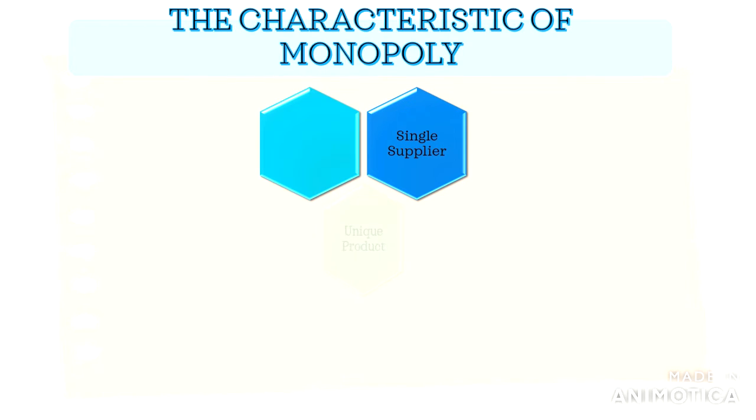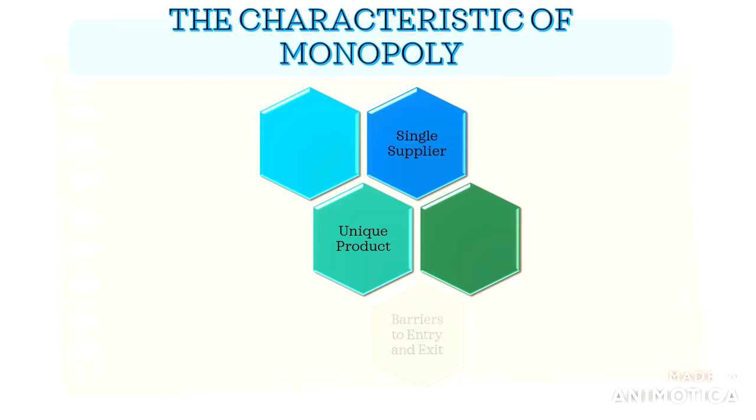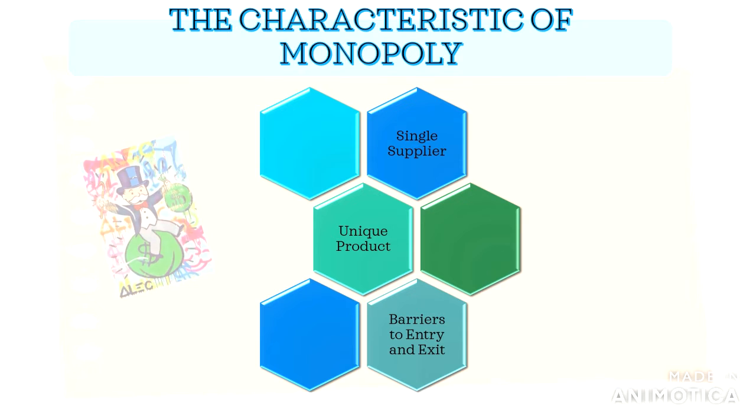These are the characteristics of market structure. The first one is monopoly. The characteristics of monopoly are single supplier, unique product, and barriers to entry and exit. For single seller, there is only one seller in a monopoly market. The seller controls the supply of a product and decides the product price.